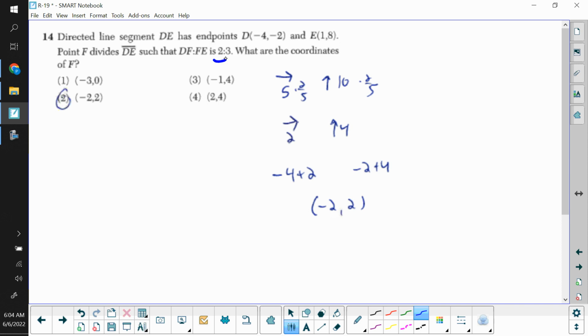and then that is choice 2. Remember, if you were totally stuck on one of these, you could plot them in the graph paper on the back, connect them, look at the points that they give you, and see which would split it into 2 parts to 3 parts.